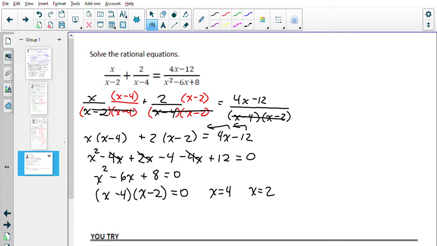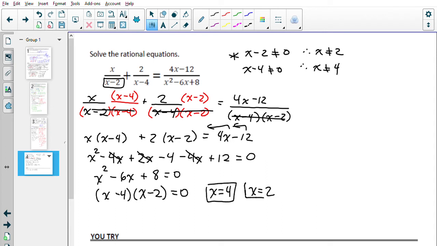But before I go anywhere, if I thought at the beginning that I was supposed to look and check what numbers are not allowed, x minus 2 is not allowed to be 0. That means x is not allowed to be 2. And x minus 4 is not allowed to be 0. Therefore, x is not allowed to be 4. And these are my two potential answers, which I'm not allowed to use. So that means for this equation, there is no solution.